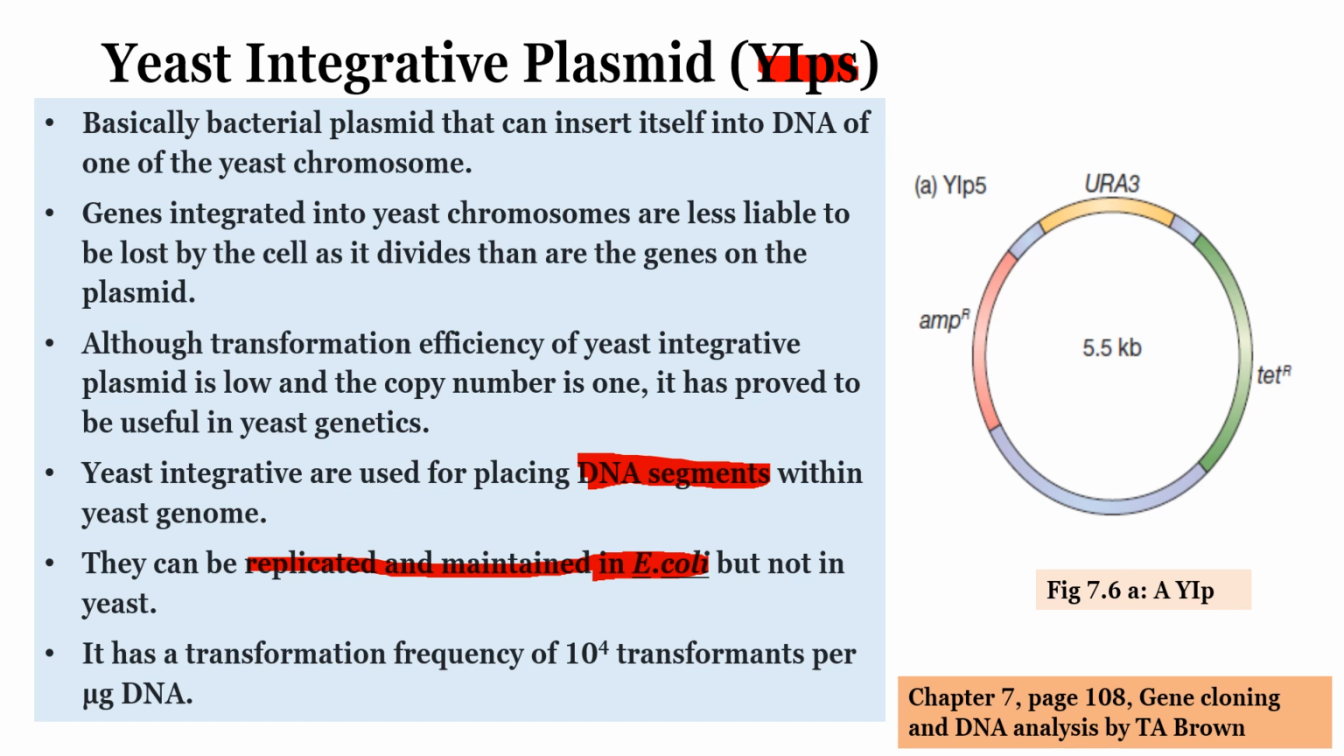coli, not in yeast. What does this mean? This means that if you want to replicate and grow them as an independent vector, it can be done in E. coli, but once it goes to the yeast, it gets integrated into the genome, and then you will not be able to maintain it as a separate vector.